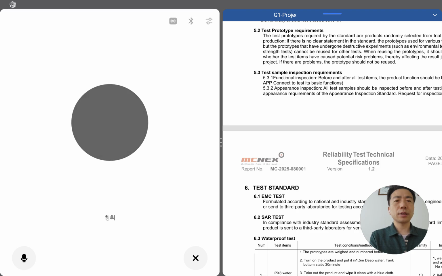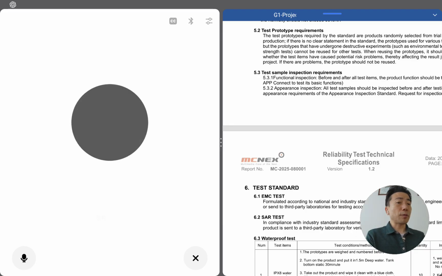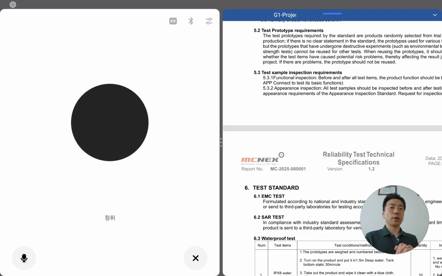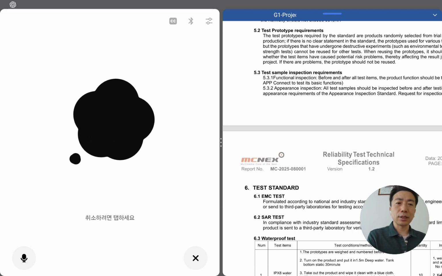No. GPT, okay. Today, let's clear up to the 5.3 section, test sample inspection requirements, because it's been almost 48 minutes already. We don't have time, GPT. How many times have I told you? I don't have time. So, let's make it brief. I mean, let's do 5.3.